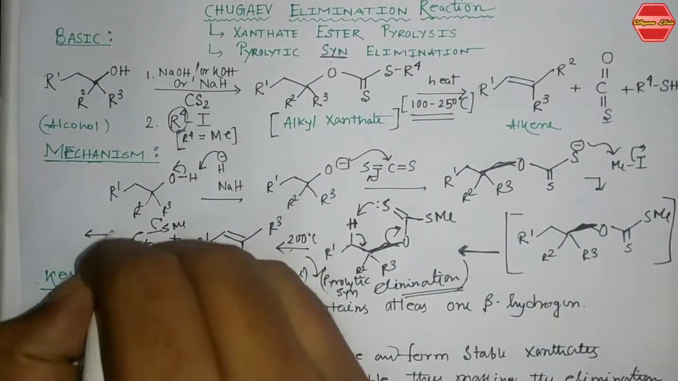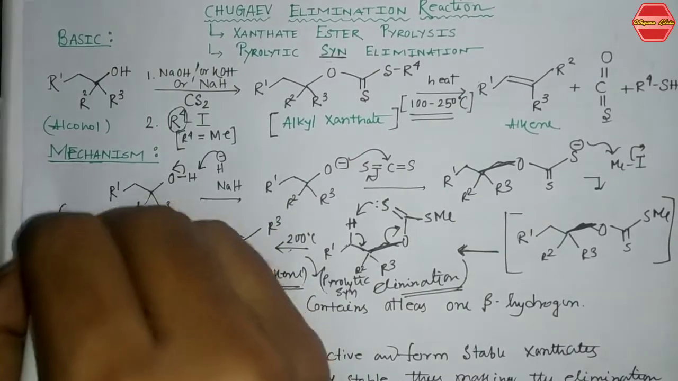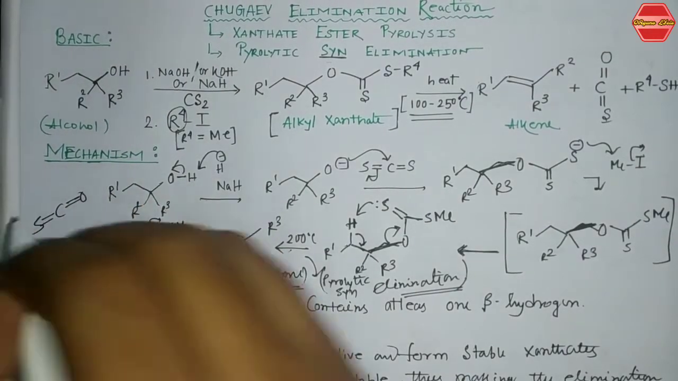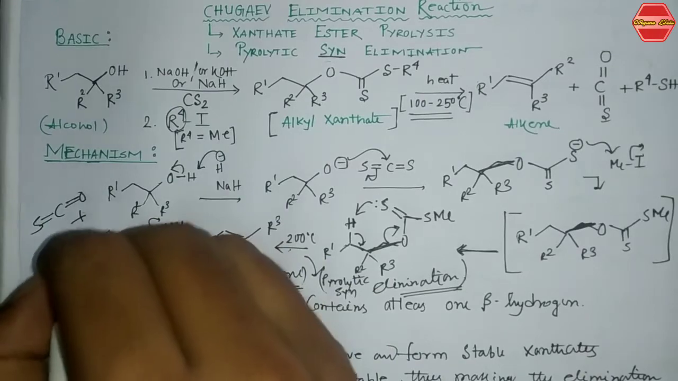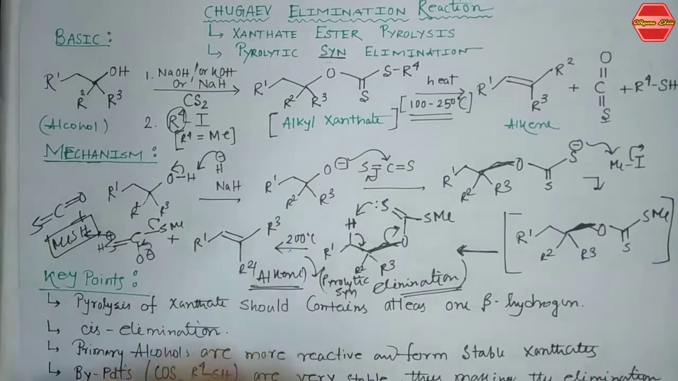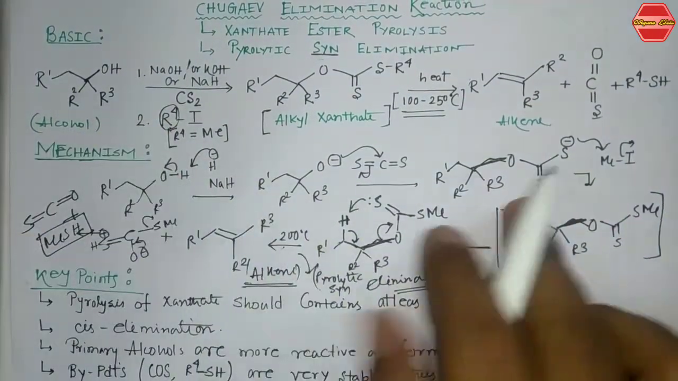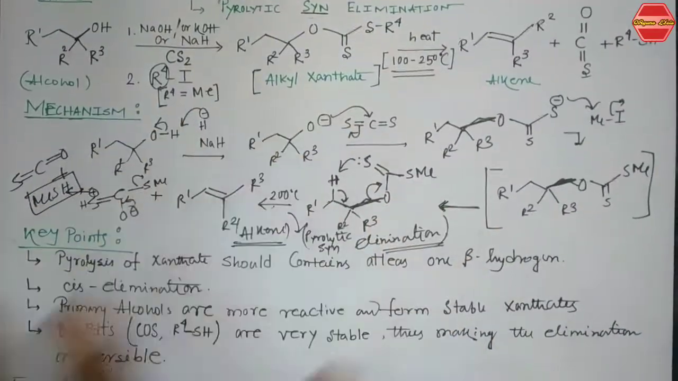and this is your hydrogen, this is positive. Now from here you are getting this C double bond O double bond S, and the side product, that is MeSH, right? So this is what you get from this reaction. So this is the basic mechanism of this reaction.